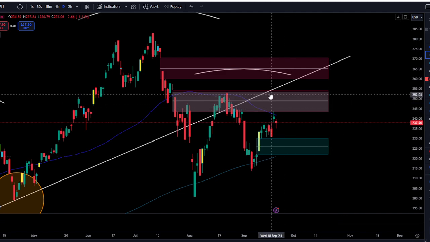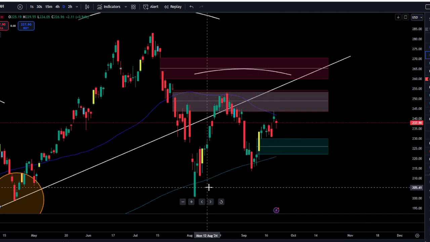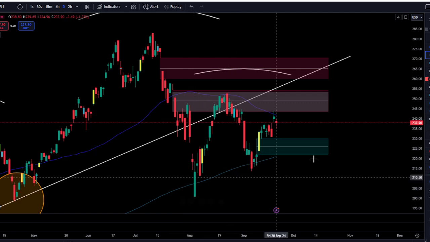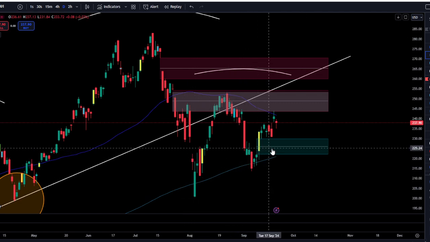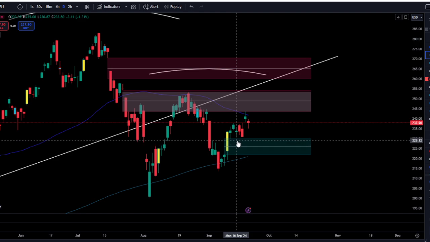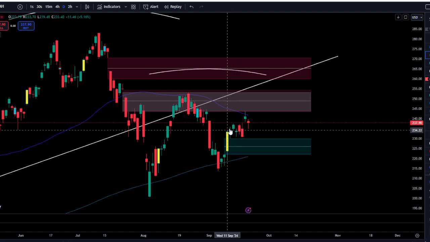All right, so with regards to SMH here, you have a low here, you have a higher low here. We can consider this some type of double bottom, right? Not only that, but it broke above this fair value gap, which is a sign of a breakout happening.